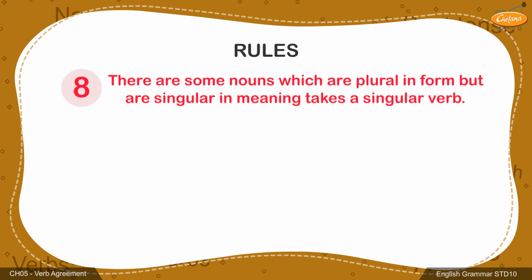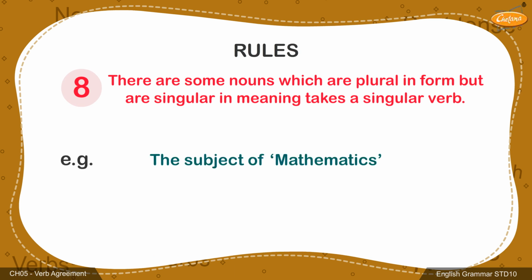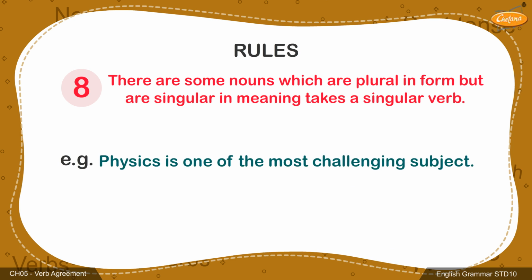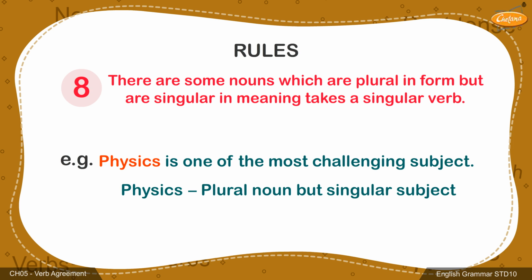There are some nouns which are plural in form but are singular in meaning. For example, the subject of mathematics. In such cases, these subjects take a singular verb. Physics is one of the most challenging subjects. Although physics is plural in form, it refers to a single subject and the singular verb is used.